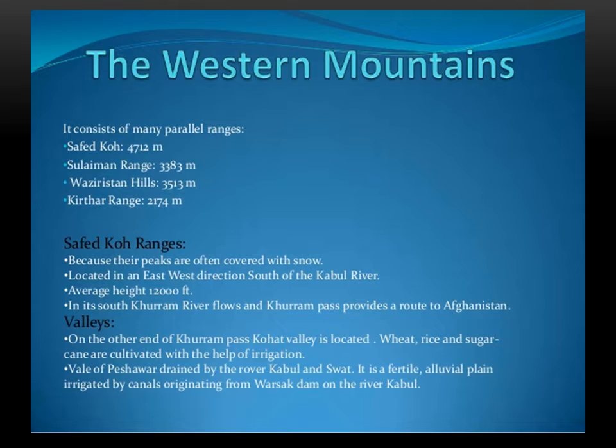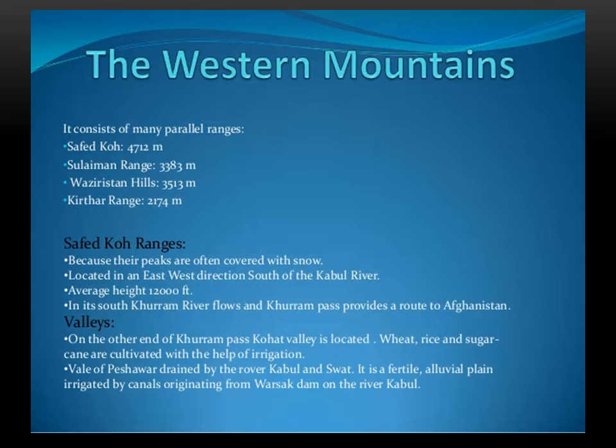These mountain ranges are not as high as the northern mountains are. So it consists of many parallel ranges. The parallel ranges are the Safed Koh, Suleiman Range, Waziristan Hills, and Kirthar Range. Let's start with Safed Koh Range.